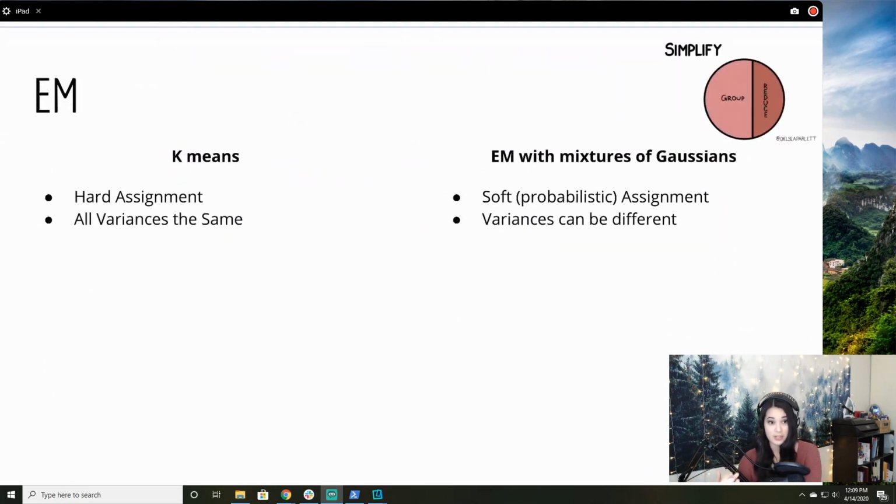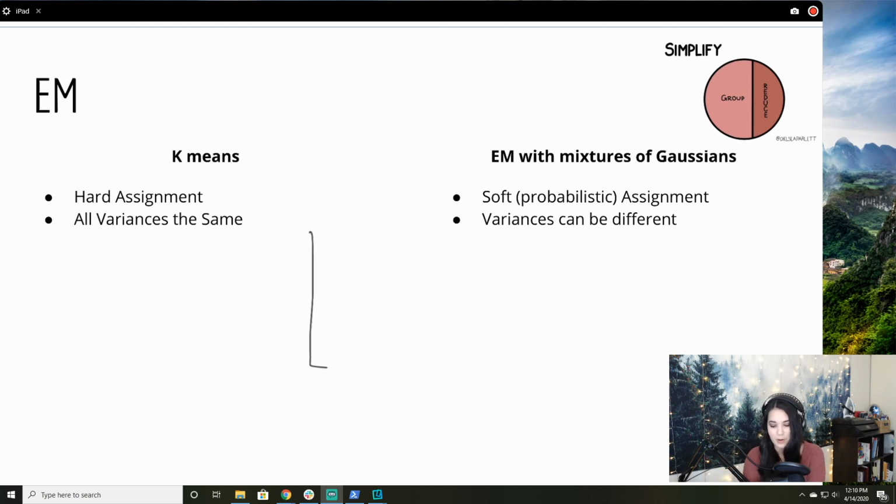Okay, so that's hard assignment. The other thing that is different between K-means and expectation maximization with mixtures of Gaussians is that in K-means, we had this assumption that all of our clusters were spherical. And we knew that assumption wasn't usually true, but it worked well enough, so we left it alone. However, sometimes this can cause really big problems.